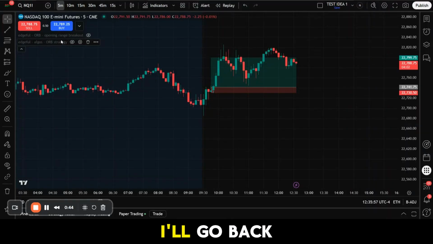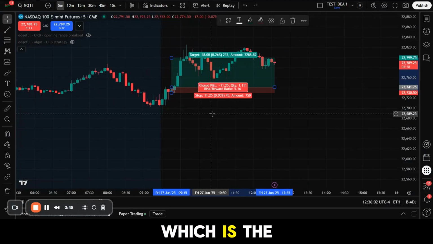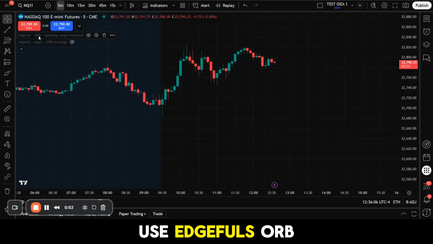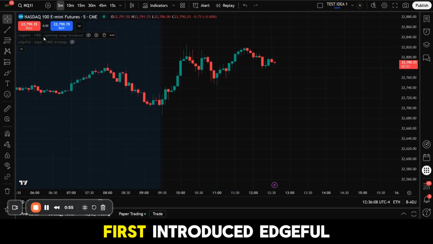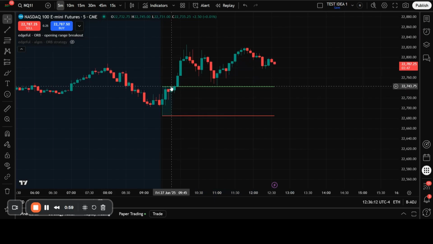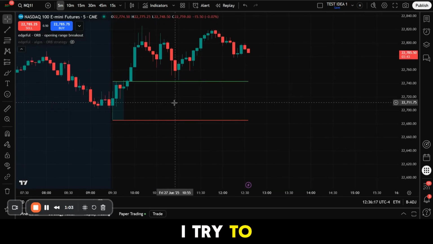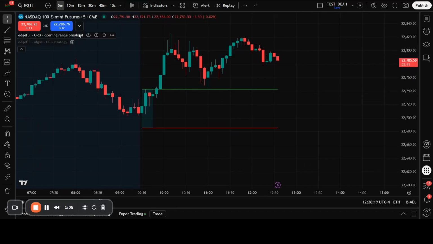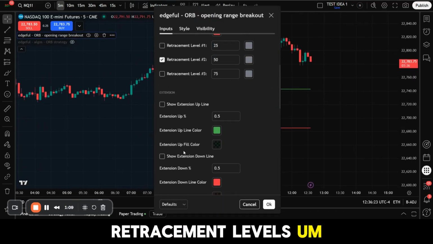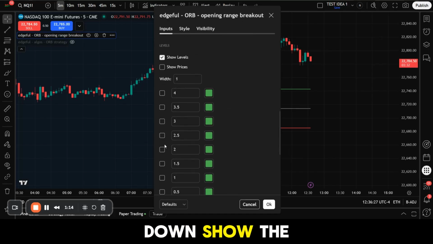I didn't have the algo back then. You don't necessarily need any indicators, which is the beauty of this strategy. But I did use Edgeful's ORB, and this is how I was first introduced to Edgeful, through their different reports. They have an opening range breakout indicator, and I tried to get real fancy with indicators and optimize based on retracement levels. I think they've got extensions up and down that show the different levels.